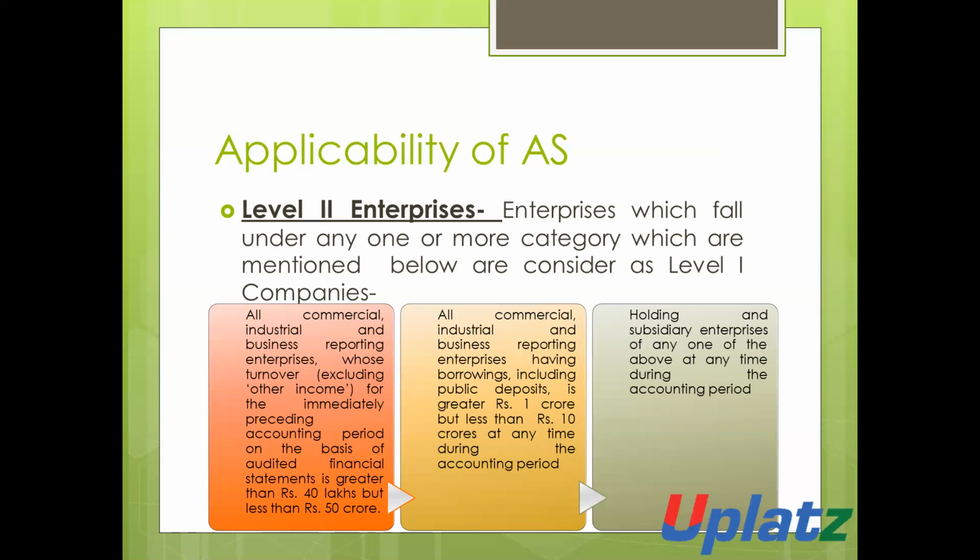In short, Level 2 enterprises are: number 1, enterprises whose turnover, excluding other income, is more than rupees 40 lakh but less than 50 crores. Number 2, all commercial, industrial and business reporting enterprises if the amount of borrowings is more than rupees 1 crore but less than rupees 10 crore at any point of time during the accounting period. And the holding and subsidiary of these enterprises or companies covered in point 1 and point 2 will also be considered Level 2 enterprises.